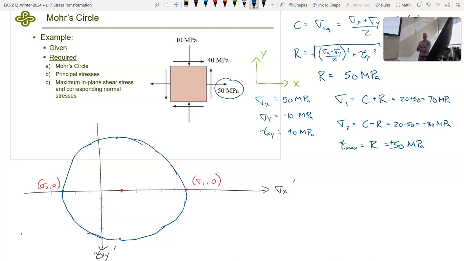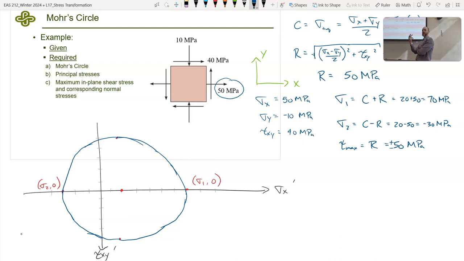Yeah? What is the purpose of the plot? Because I thought the whole idea of the Mohr circle was to find the max value of the combined stresses to compare it against failure values. But if we can find it without the plot, what do we need it for?